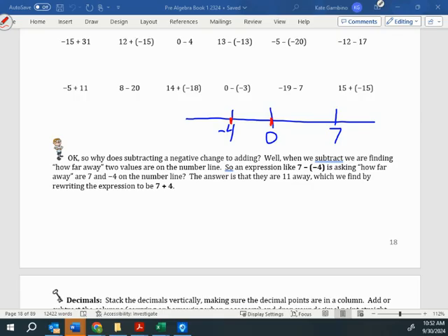Okay, so that's why we turn subtracting a negative into adding, because we're seeing just how far away those two numbers are from each other. So there's a reason for it. It's not just this is the rule, this is what you have to do. There's a reason. Subtraction is telling us how far away they are. Any questions about that? All right, let's look at our second page.